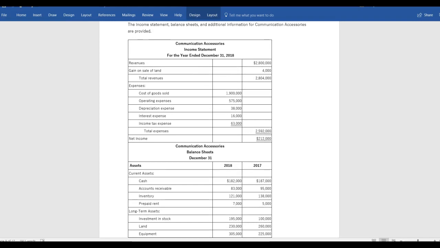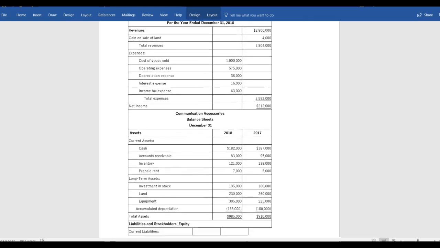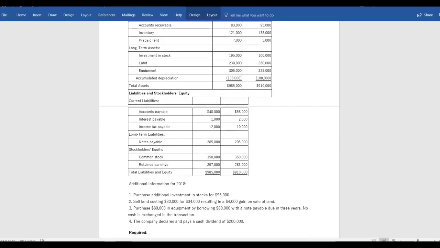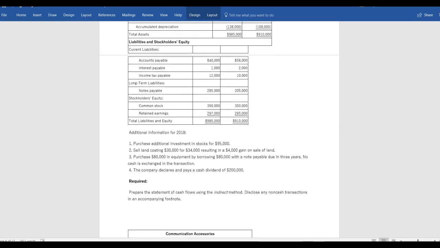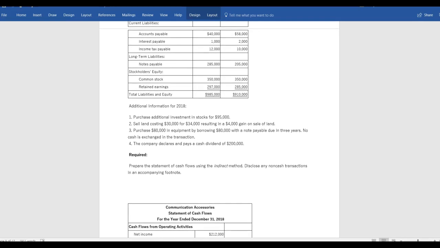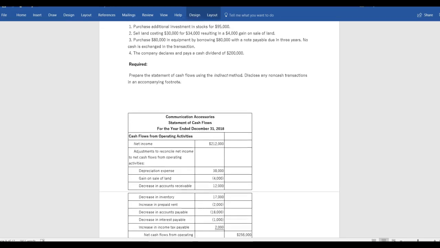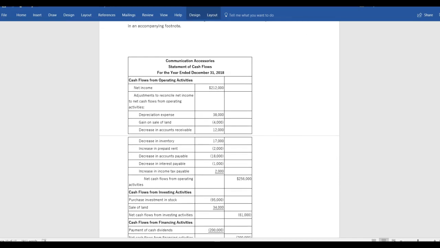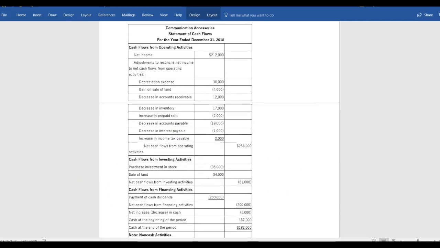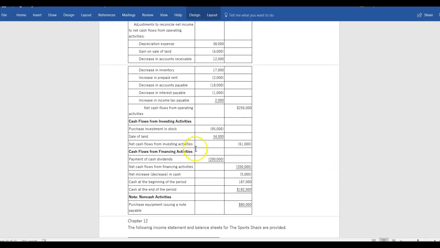Okay, here in chapter 11, we've got an income statement and a balance sheet, and it provides us with all the information. Then it will give us some additional information, and from that it'll want us to calculate a statement of cash flows, only using the indirect method. Please know, my only questions will be: what is the net cash flows from operating activities? Or what is the net cash flows from investing activities? Or what is the net cash flows from financing activities?